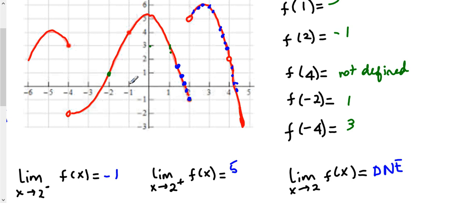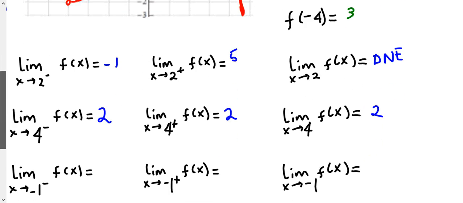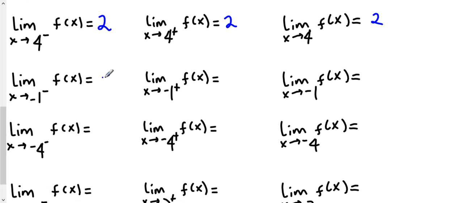So approaching negative 1 from the left-hand side, the y values are approaching 4. Approaching negative 1 from the right-hand side, we will get the same. And in general, the limit exists and it's equal to 4 as x is approaching negative 1 from either direction.